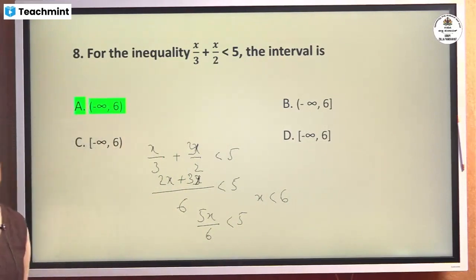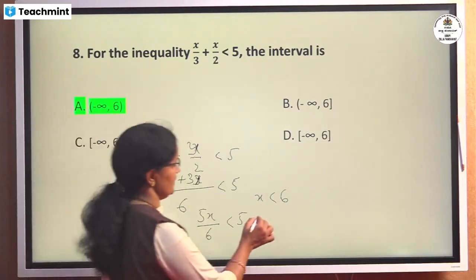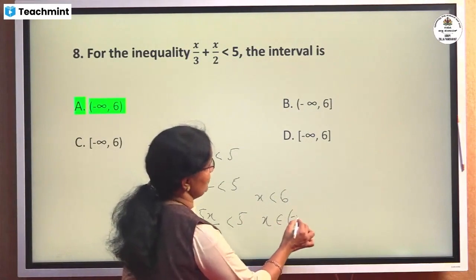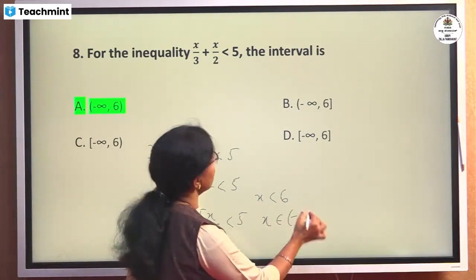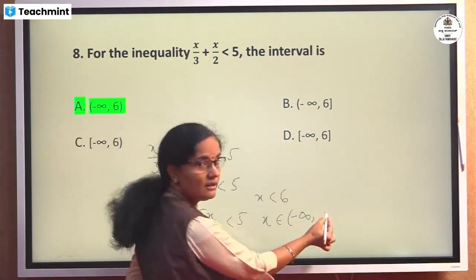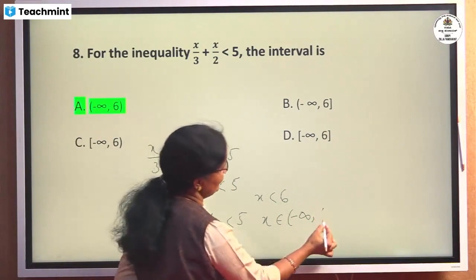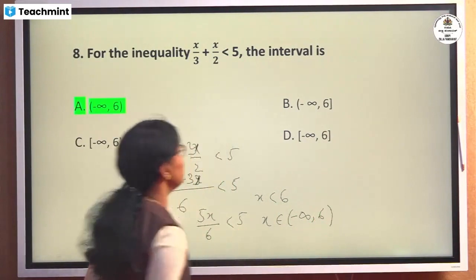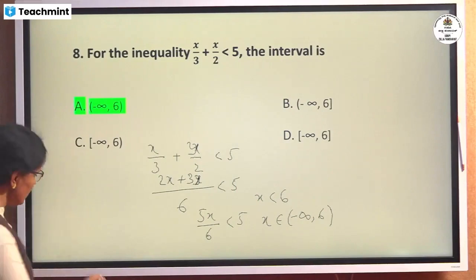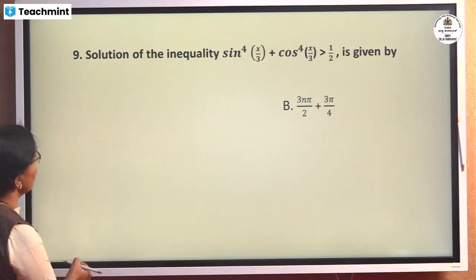What is the interval which satisfies the condition x is lesser than 6? You know that, very easy. That is the open interval minus infinity to 6. If it is a slack inequality, then you have to take the closed interval. Minus infinity to 6 open interval, that is the answer for this question. So let me go for the next question.